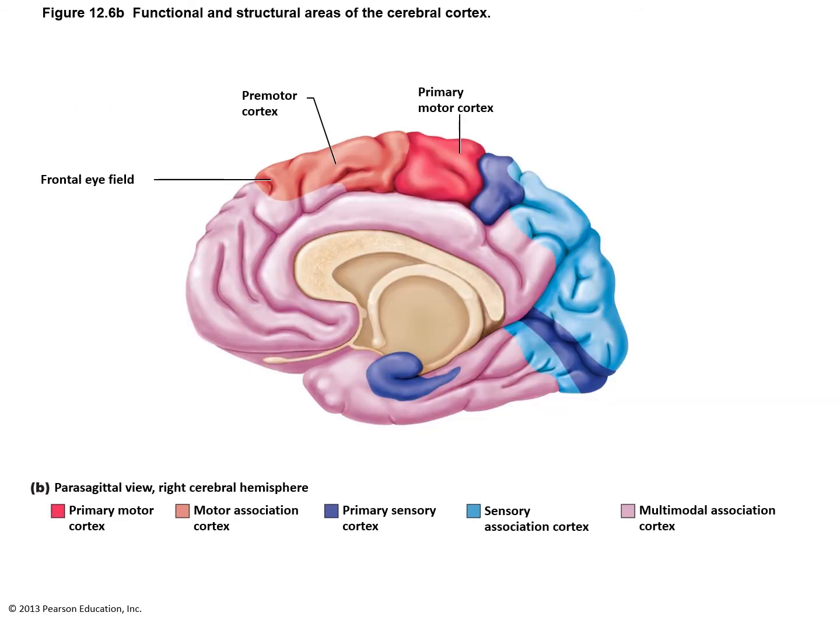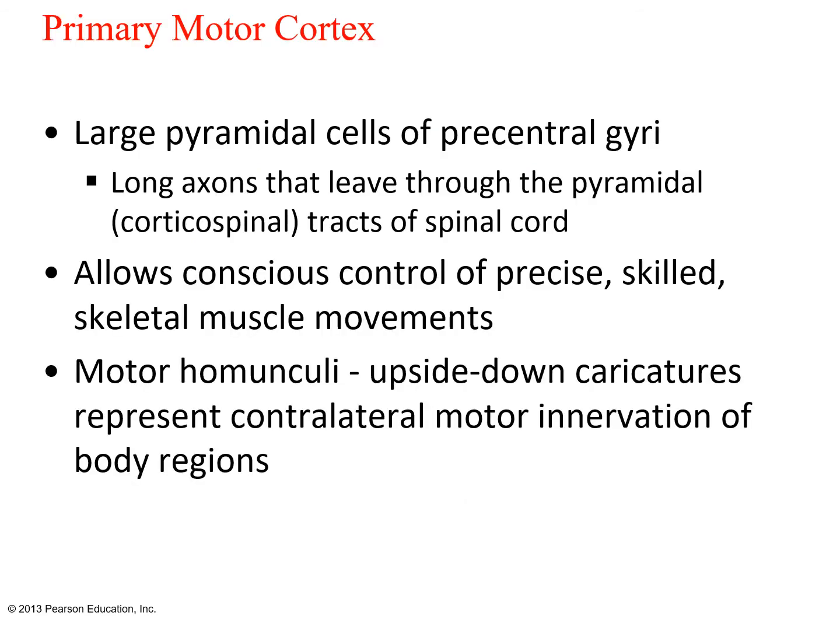This is simply a mid-sagittal section of the brain that shows you the frontal eye field, the premotor cortex, and the primary motor cortex. The primary motor cortex consists of the large pyramidal cells of the precentral gyri. These cells have long axons that leave the brain through the pyramidal tracts of the spinal cord. What the primary motor cortex does is allow us conscious control of skeletal muscle movements.